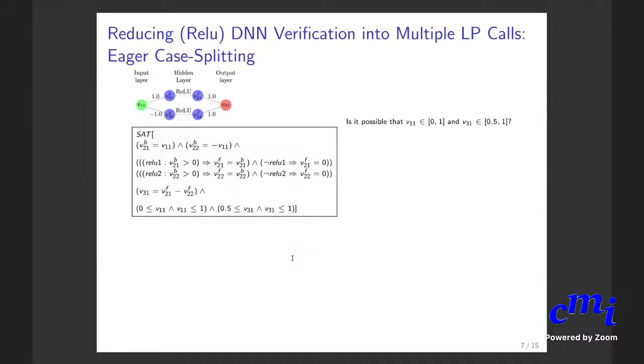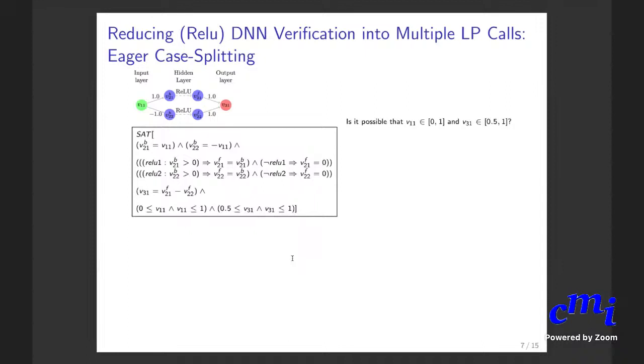The property that you want to verify is usually expressed as some constraint on your input and some constraint on your output. Now, in this case, for illustration, when you verify a property, usually it's a for-all property, but you can also have a satisfying property, which I've chosen. I'm asking if there is some input such that the output can be between 0.5 and 1. If I keep the input between 0 and 1, is it possible to get an output between 0.5 and 1? Here it is possible, right?